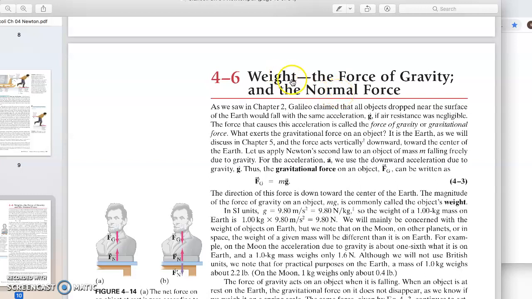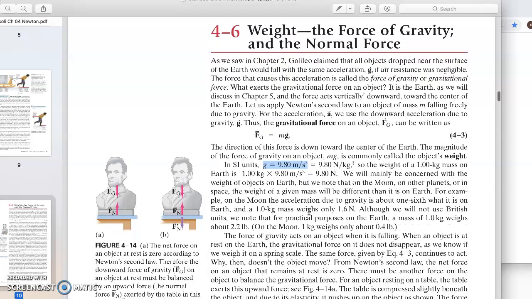Maybe we all know the weight, which is the force of gravity, which you can say is F sub G, is equal to mg. All right, and g we all know is 9.8 meters per second squared. Great.